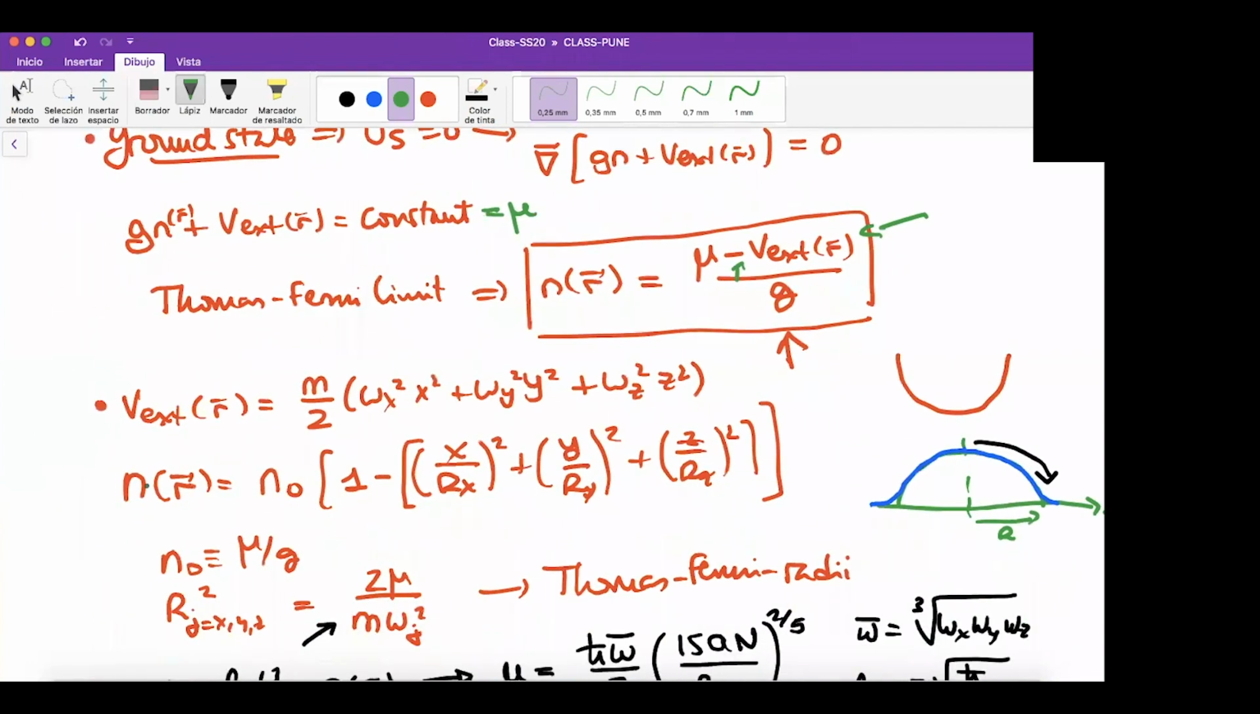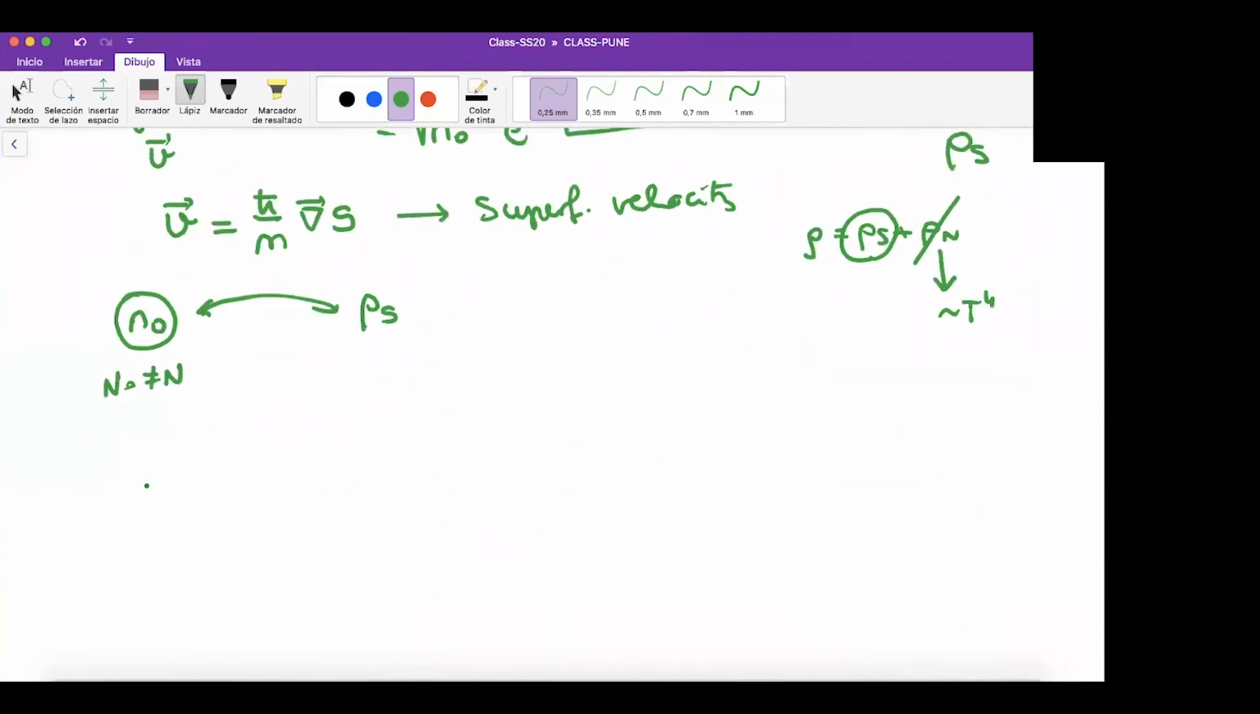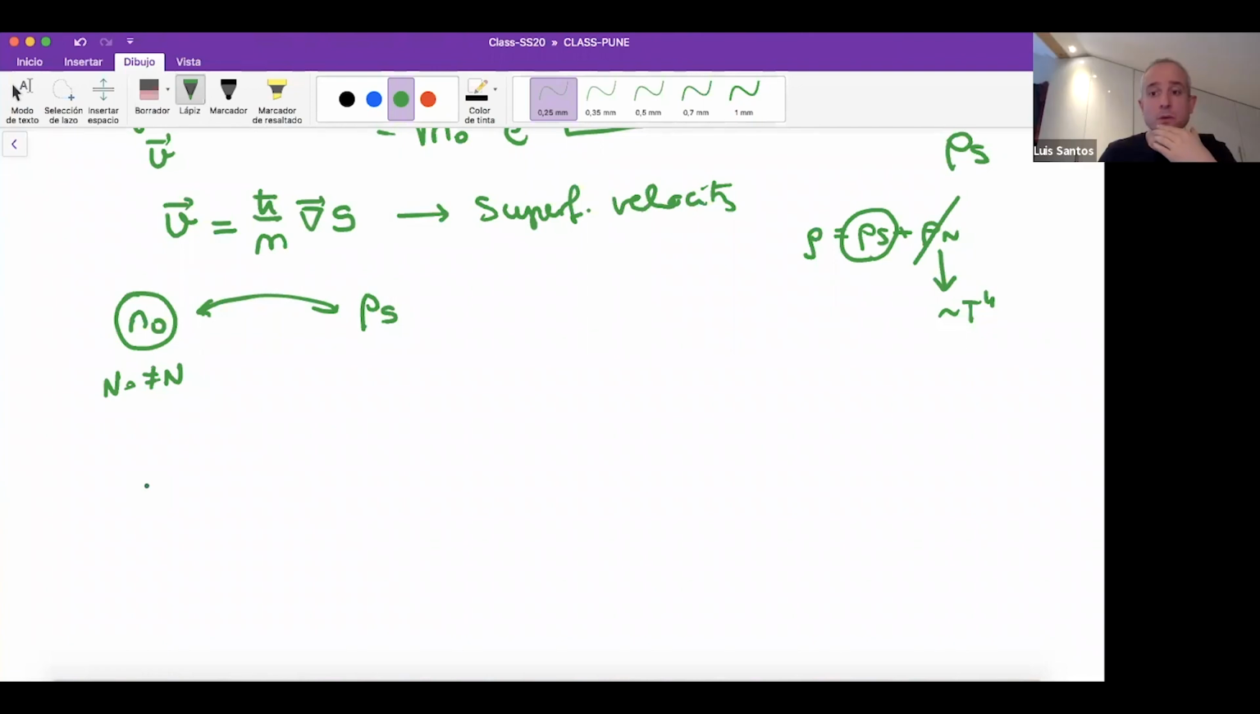So one confusion regarding this. When you say that you don't have 100% condensation because we have some quantum depletion, and that quantum depletion is because we have some phonon excitation in the BEC, right? No. It's not only because of phonons. It's simply because of interactions.